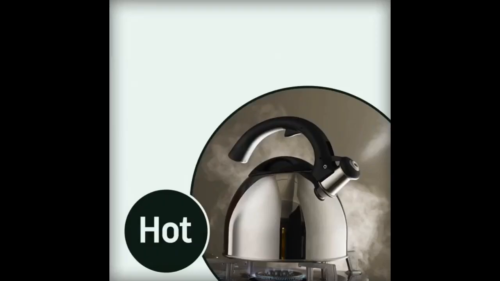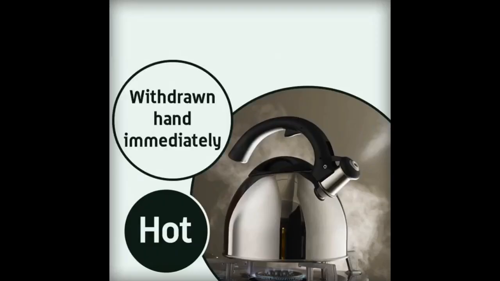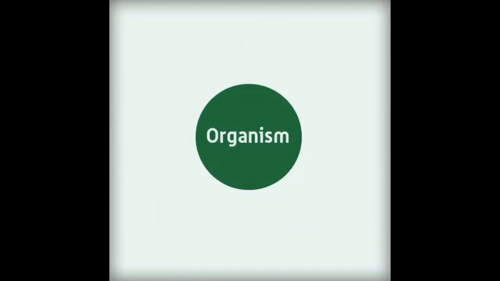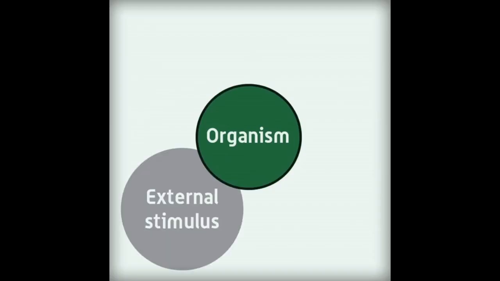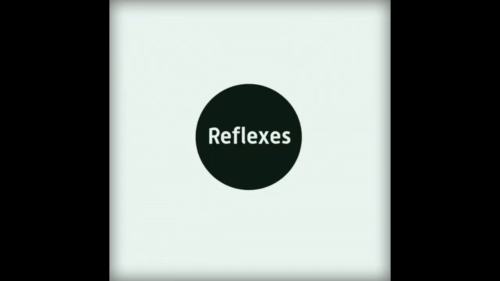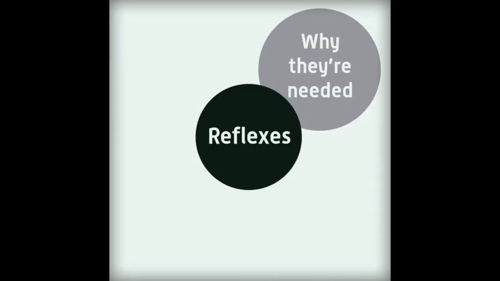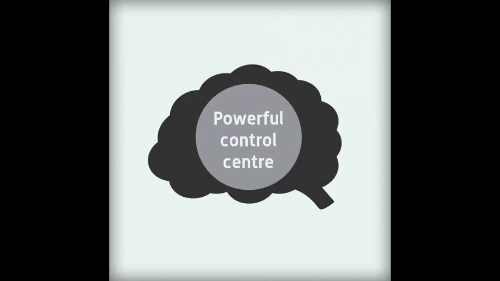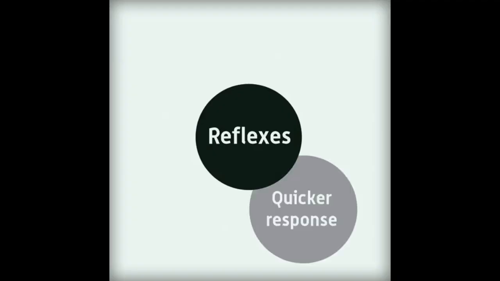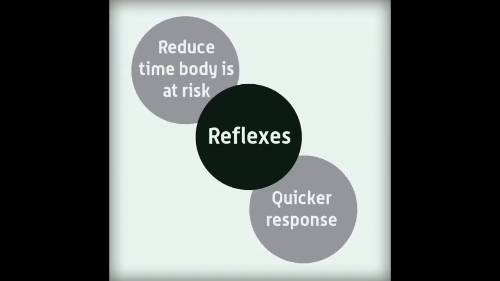If you've ever touched something hot and withdrawn your hand immediately without any thought, then you've experienced a reflex action. Reflexes are a way for an organism to react quickly to an external stimulus. By doing so, the organism may live longer or sustain less damage than if it spent time thinking about what to do. Before we look at how reflexes work, it's worth thinking about why they're needed. After all, if the brain is a very powerful control center, shouldn't it be involved in every action of the body? The answer is to do with time. Reflexes enable a much quicker response, so they reduce the time that the body is at risk.